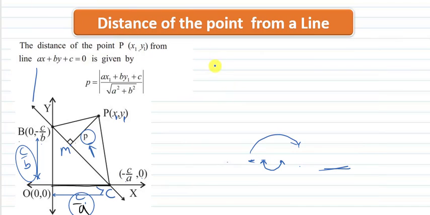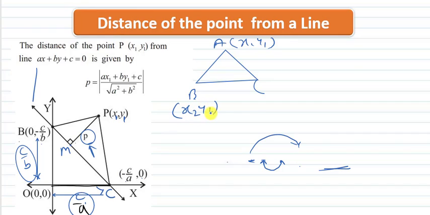Let's suppose there is a triangle ABC. x1, y1 are the coordinates of triangle point A. x2, y2 are the coordinates of point B. x3, y3 are the coordinates of point C. How to find the area of triangle ABC if its coordinates are known?